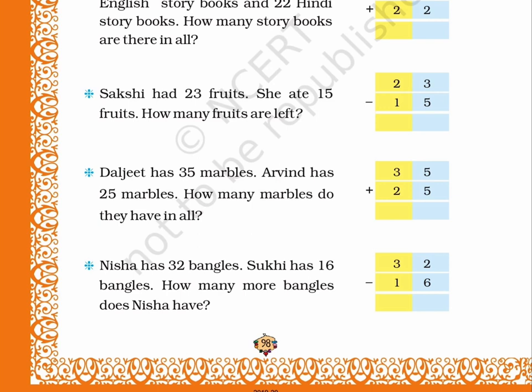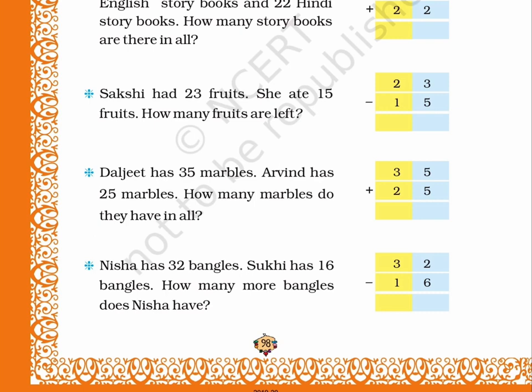Question 4. Daljit has 35 marbles. Arvind has 25 marbles. How many marbles do they have in all? Table for this question. Row 1, column 1, number 3 is written. Column 2, number 5 is written. Row 2, column 1, number 2 is written. Column 2, number 5 is written, and there is a plus sign in front of 2. Row 3 has space in both columns for writing answers.